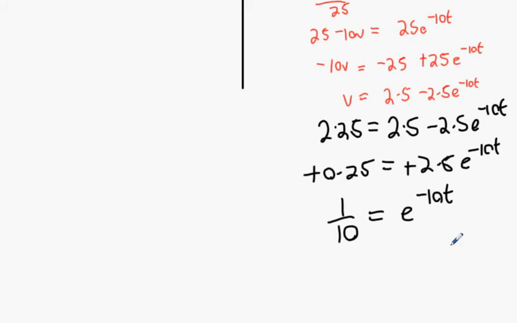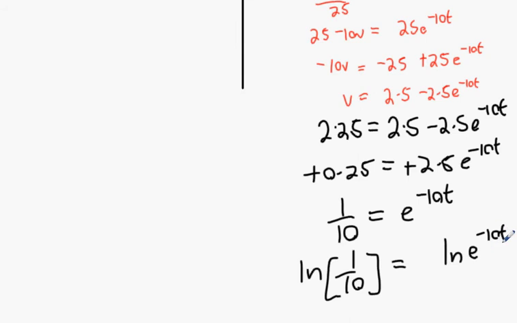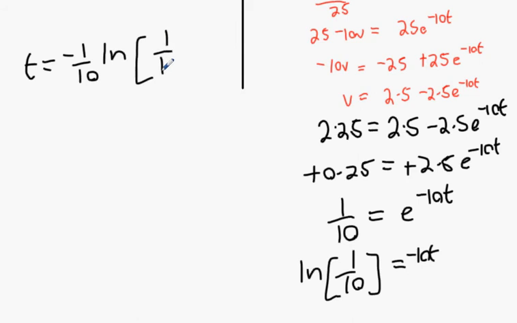How do you isolate t on its own? ln both sides. What happens when you ln both sides? It's going to be ln e to the minus 10t. And what happens to the minus 10t? It goes to the front. What happens to the ln e that follows? It turns into 1. And what is t equal to then? t equals minus 1/10 ln of 1 over 10.